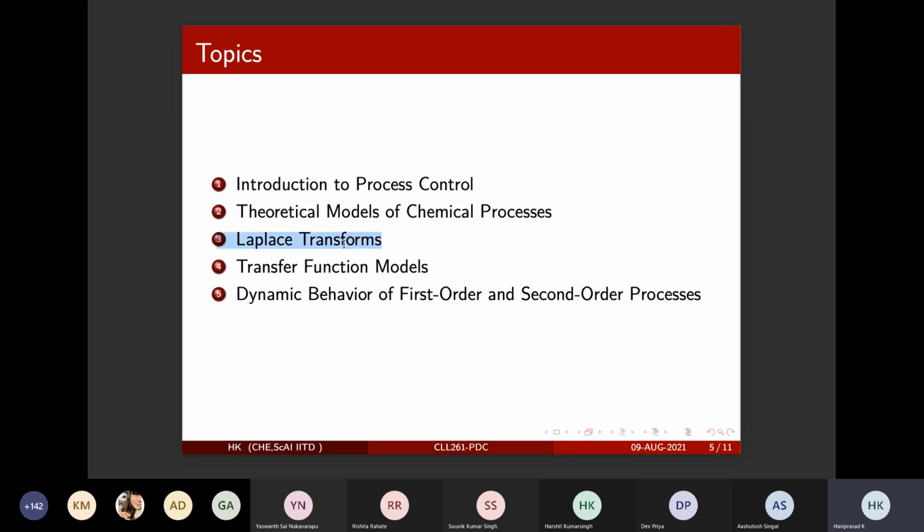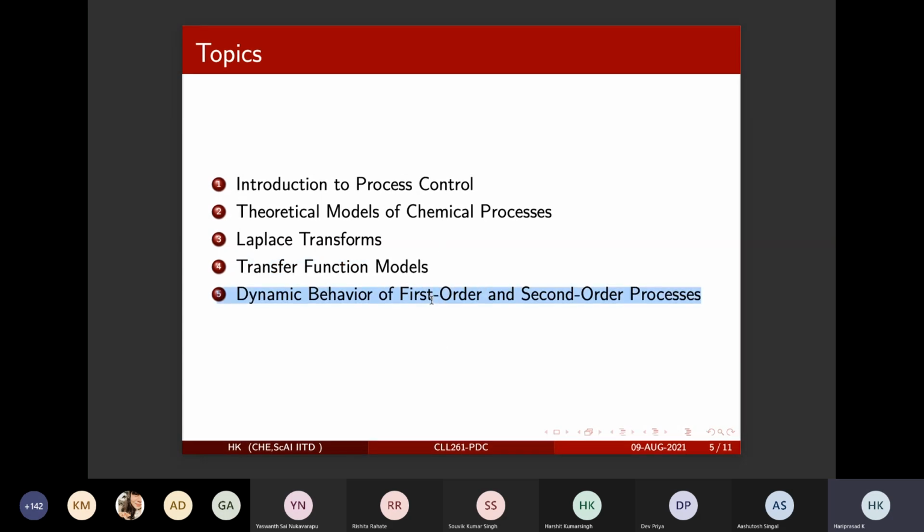Then we talk about how to transform them to a useful domain called the Laplace domain. I don't know whether in the math courses you learned about Laplace transforms. If yes, nice. Otherwise, we'll also have some room for that in the course. Then we will learn about something known as the transfer function, which is a Laplace transformed chemical process model.